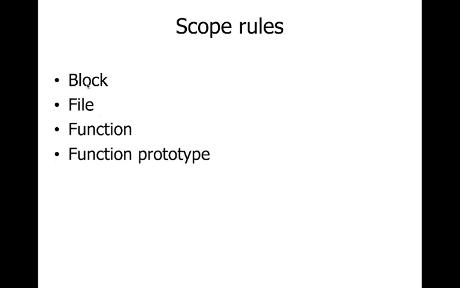So there are four types. Block scope we have already seen. File scope, where a global variable is an example. Then function scope, that is the go-to label. When we studied the go-to statement, we saw that the label name is visible only within that function. Then we have function prototype scope also. Whenever we declare variables inside a function prototype, they are visible only within that prototype. So that is known as function prototype scope.